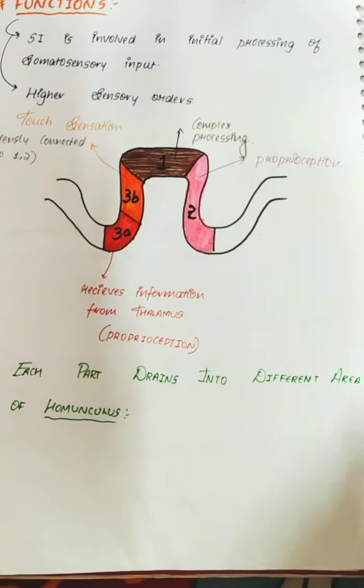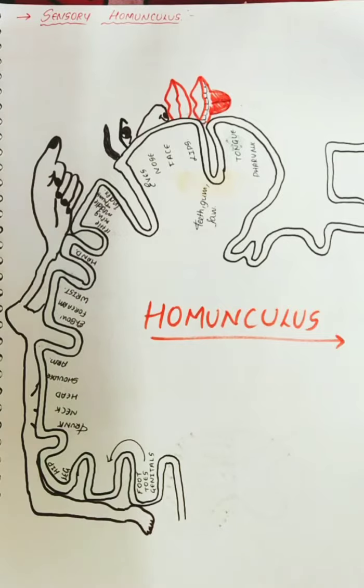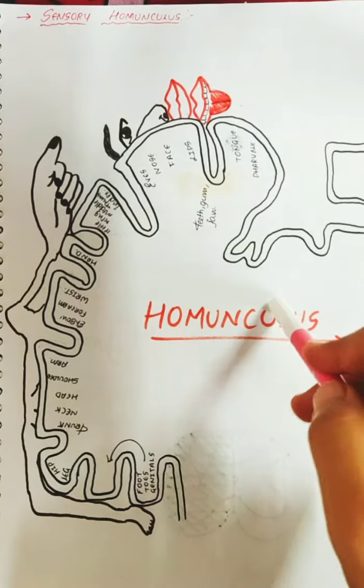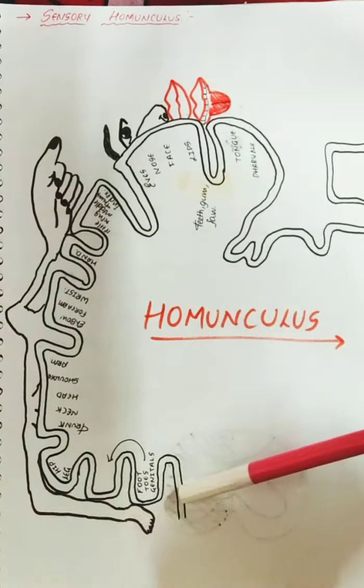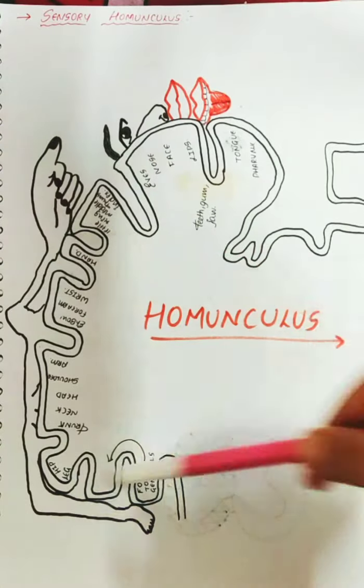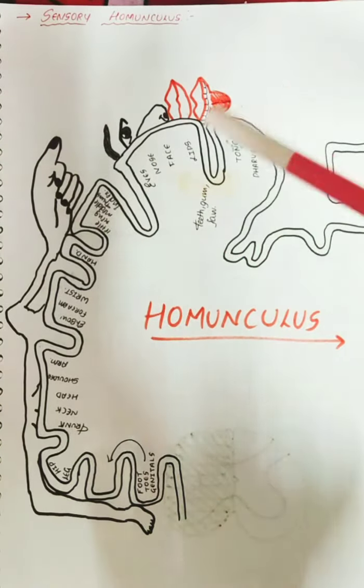Last but not least, we'll see the homunculus structure. It is a topographic representation of the primary somatosensory or S1 area. So this is the structure of the homunculus. You can see the topographic representation of the primary somatosensory area. It's not mandatory that you remember this, but it's better if you do. This is the cerebral hemisphere.